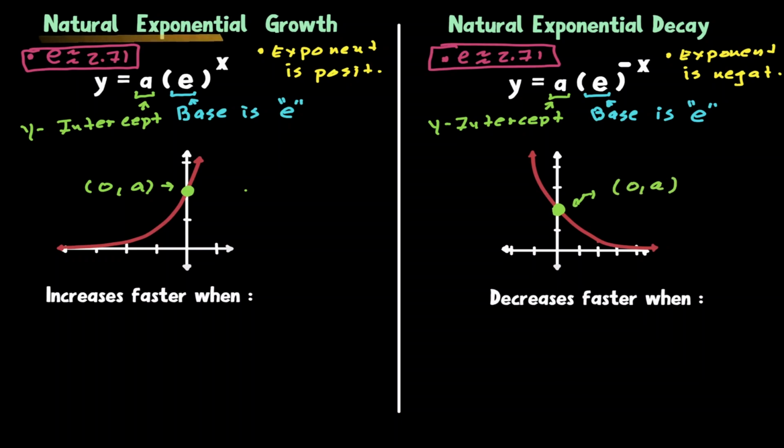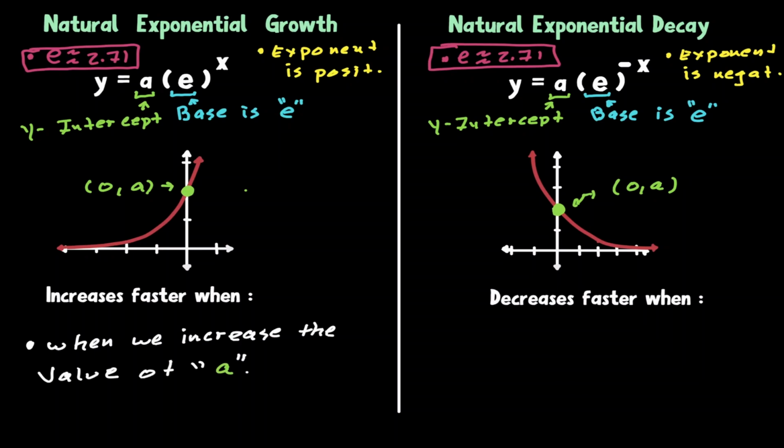And we can say that a natural exponential growth increases faster when we increase the value of a, the value of the location of the y-intercept. And we say that a natural exponential decay decreases faster also when we increase the value of a, the value of the y-intercept.